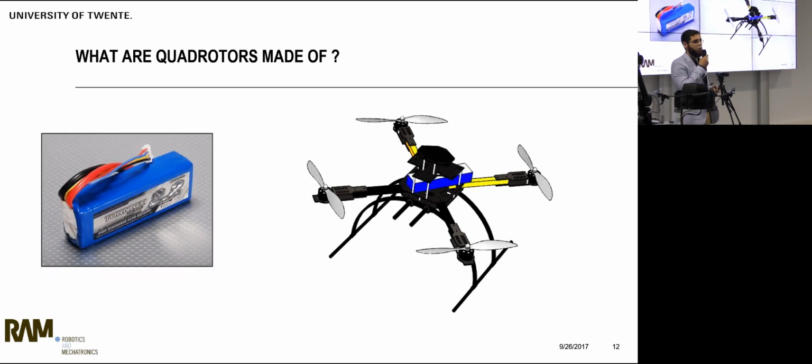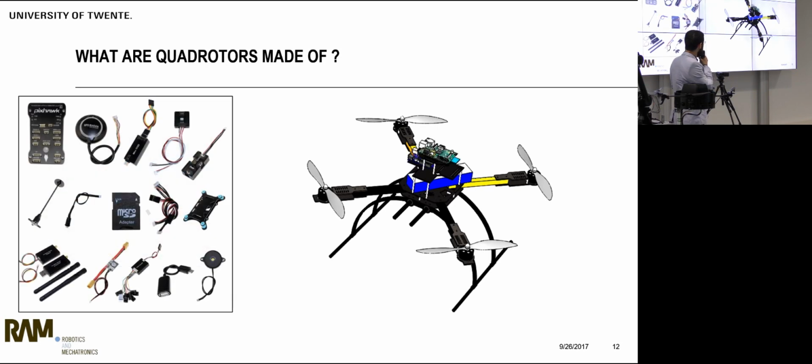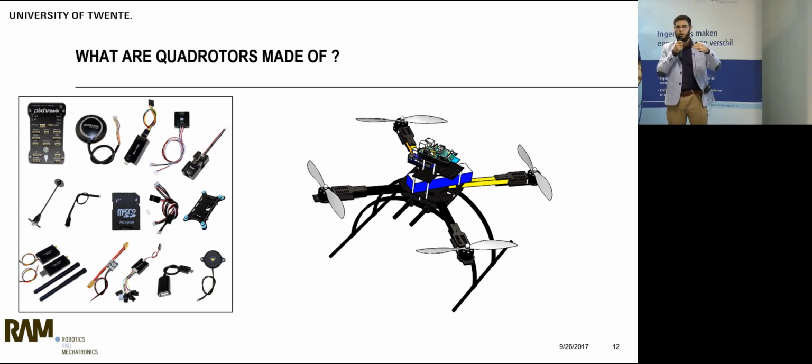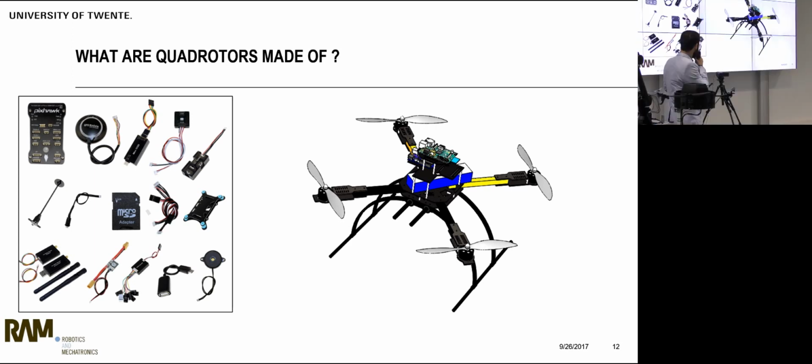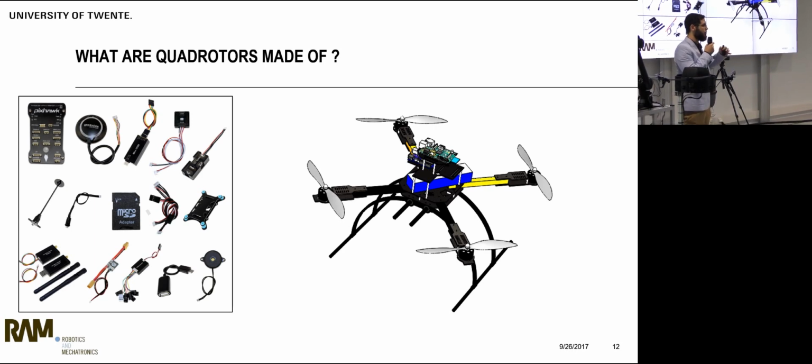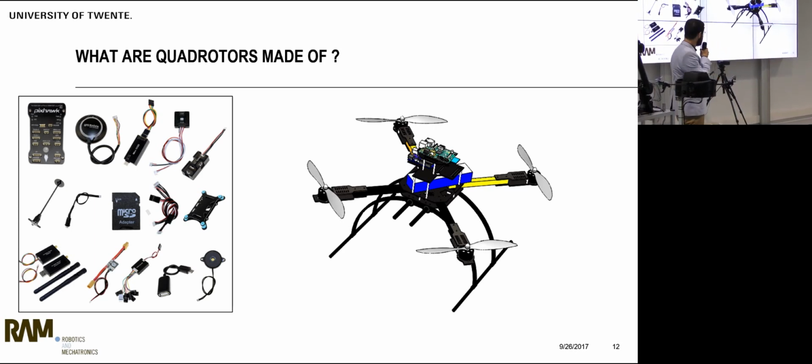You need a power source, which is just a battery like the one you have in your smartphones. And you need a lot of sensors, or a lot of electronics. Among these electronics are different sensors which tell the quadrotor how it's behaving, what its speed is, what its angle is with respect to the ground. And most importantly, it has an onboard computer to do a lot of computations in order for the quadrotor to remain airborne.